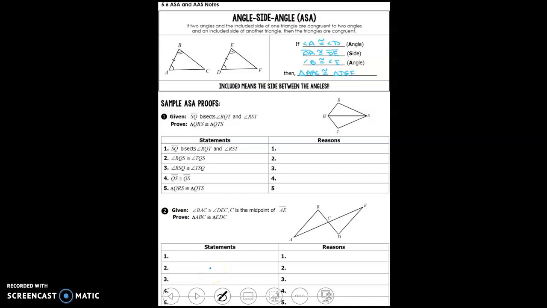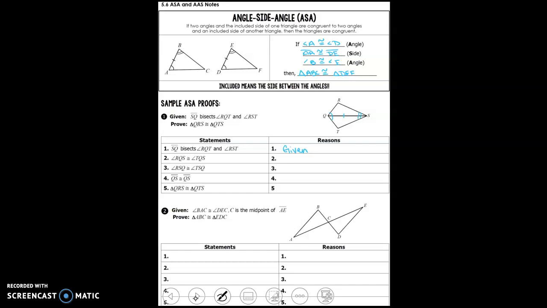Okay, so let's talk about some proofs here. We have SQ bisects angle RQT and angle RST. That tells us that those two angles right there are congruent because of the bisection, and we also know that SQ is congruent to SQ because it's a shared side, and we know that those two angles are the same as well because it bisects RST. So for our first reasoning here, SQ bisects angle RQT and angle RST, because it's given to us.